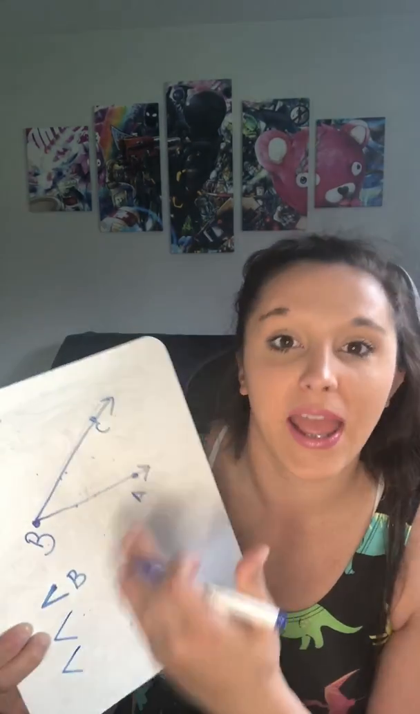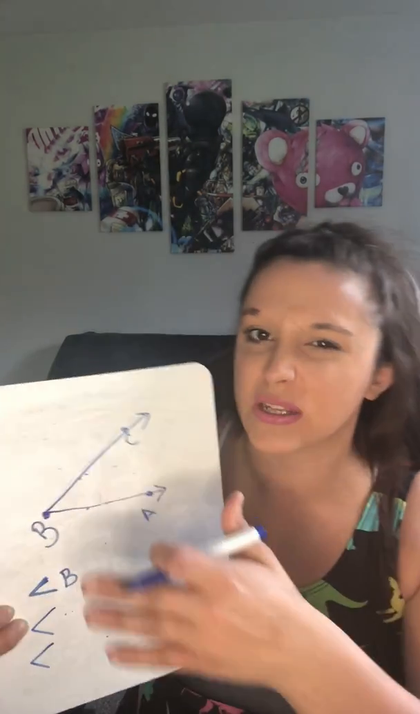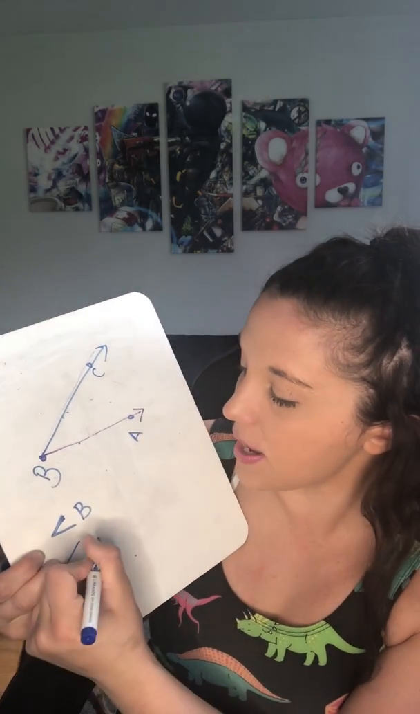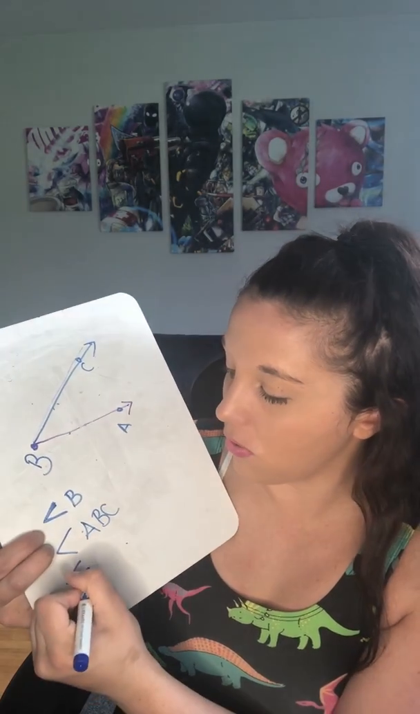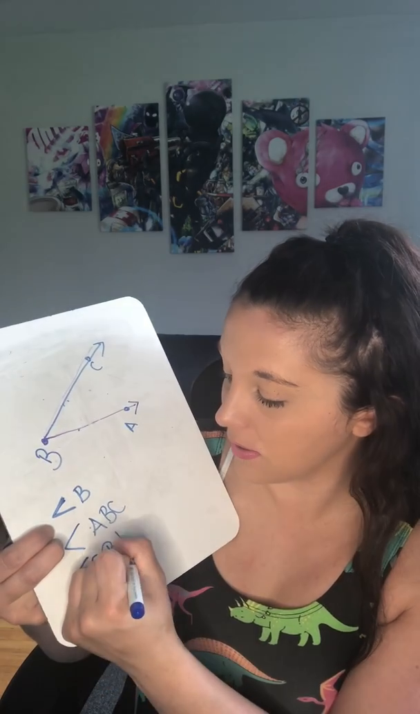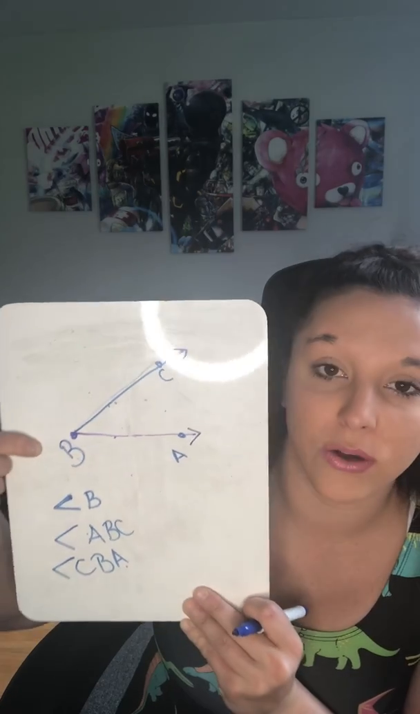So if I said, hey, what angle is acute, because this is an acute angle. We'll go over that in just a second. You would say angle ABC or angle CBA. Or you could just say angle B, because the point of this angle is B.